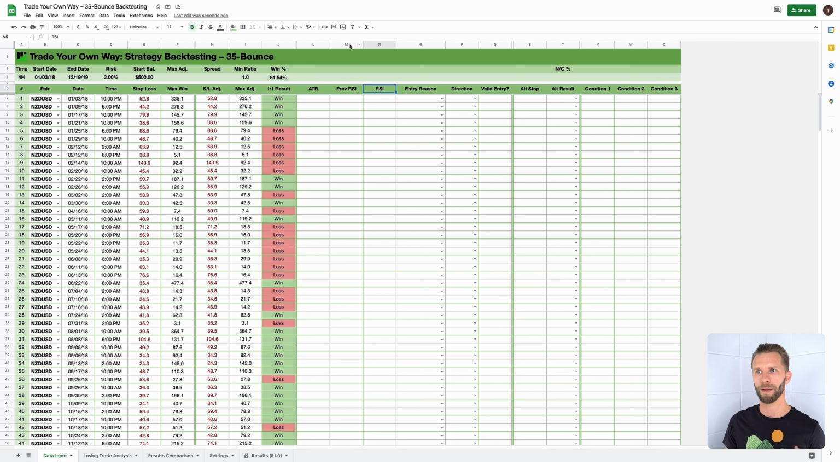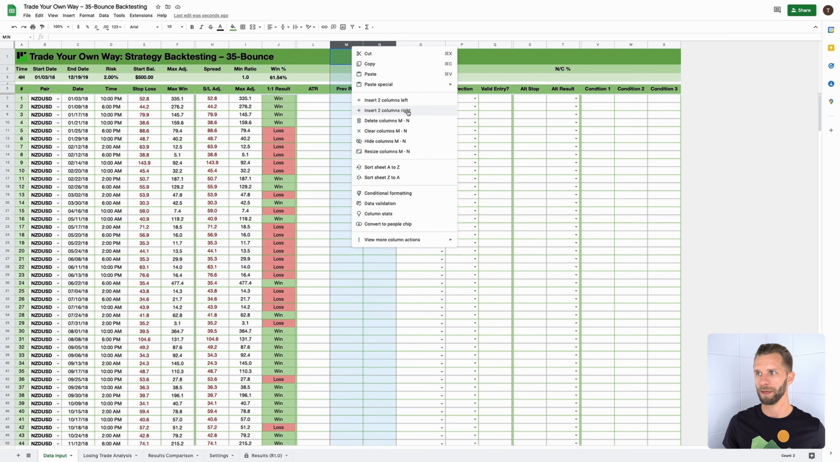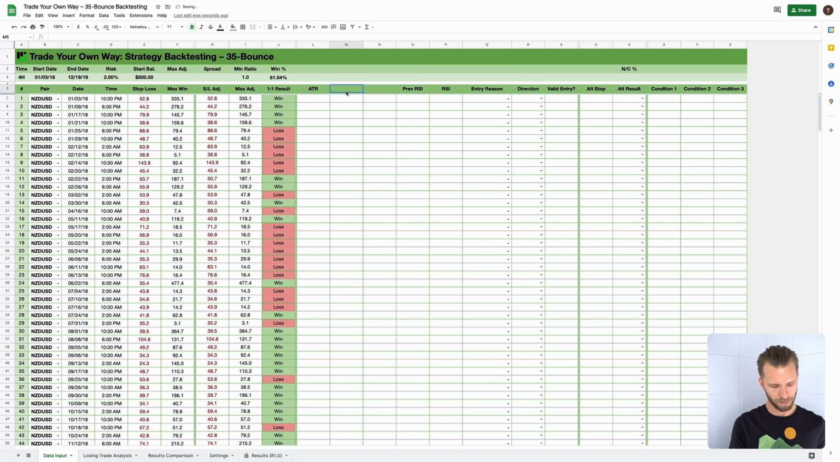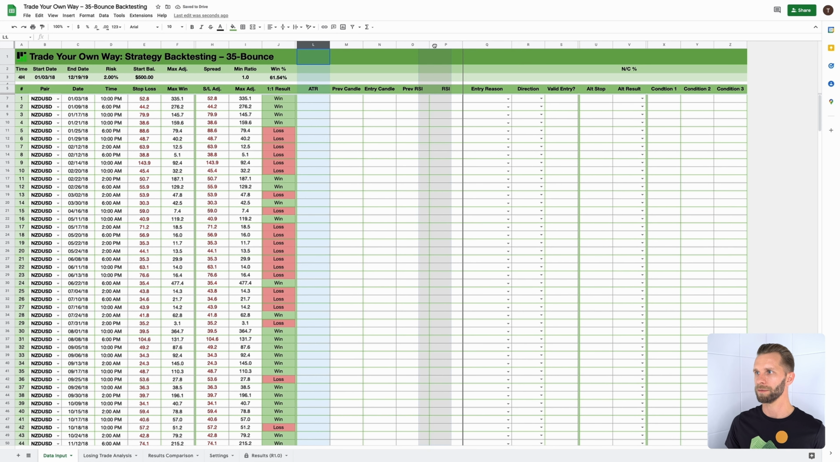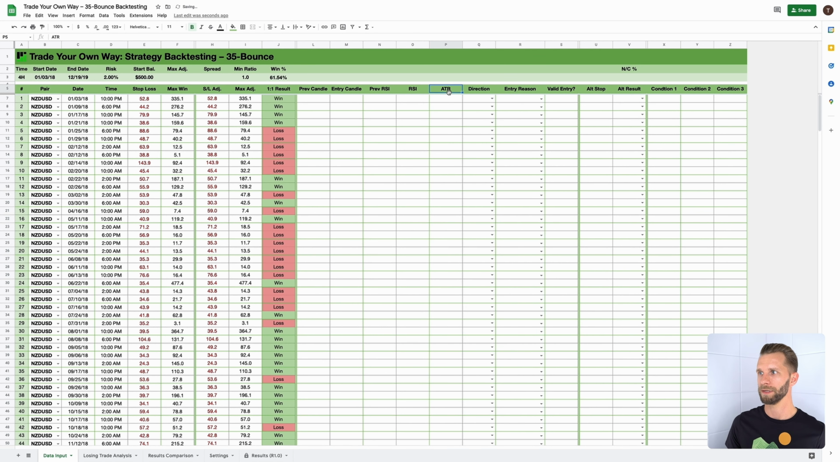I'm also going to want to grab the swing levels of the second and third candles. So if I hold both of these, insert two columns, let's say Prev candle and entry candle. Okay, Prev, I'm going to move this over to be after the RSI. I'm going to have direction, entry reason. There's one other thing I want to grab as well.